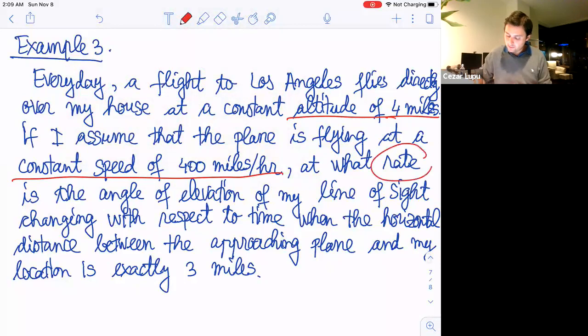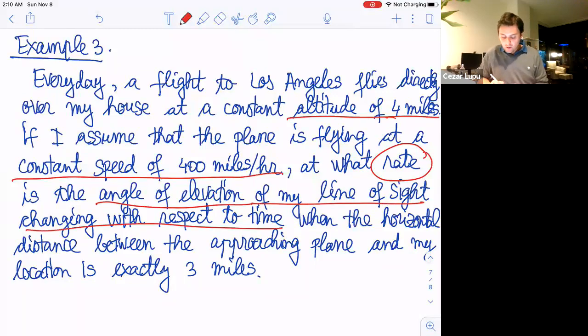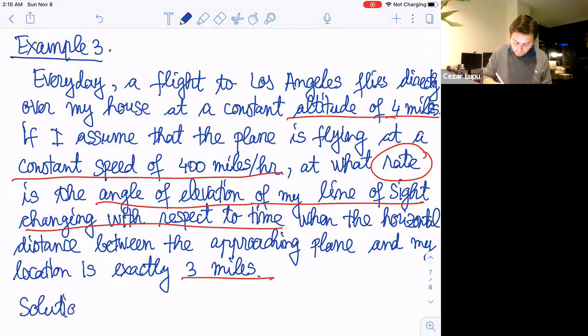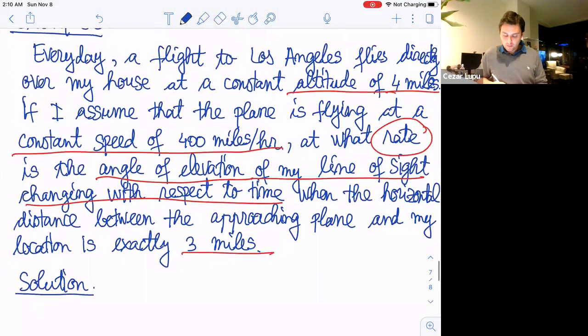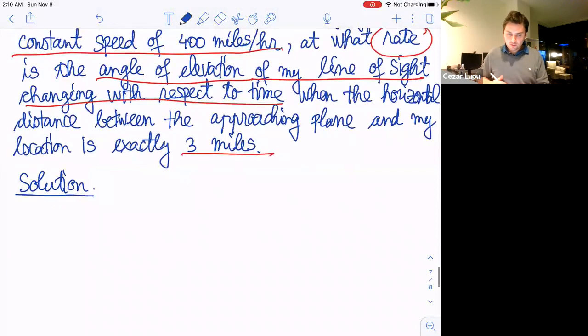And now we're asked to see at what rate is the angle of elevation of my line of sight changing with respect to time, when the horizontal distance between the approaching plane and my location is exactly 3 miles. Okay, now let's draw the picture so everything will be very clear. Right, so now let's look. Okay, so let's draw the picture.